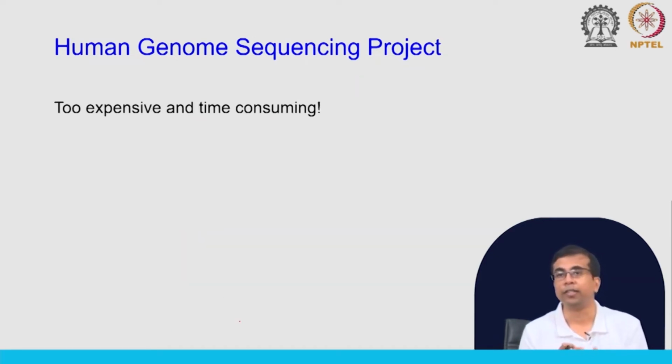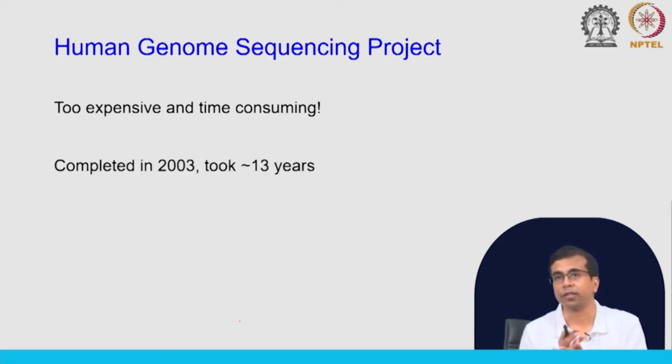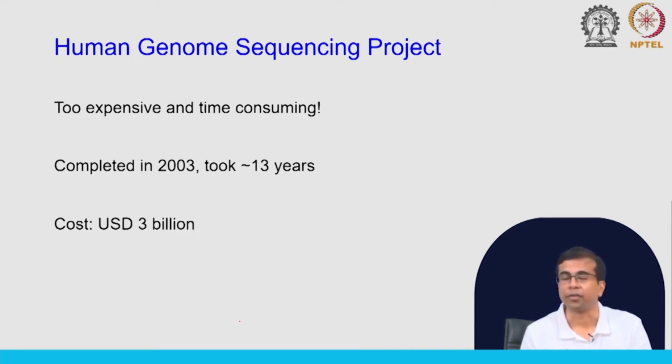and that is what actually happened. So, this was a very time consuming project and it was very expensive, okay, because with Sanger sequencing, you have to process one fragment at a time and you cannot parallelize this process. So, the human genome sequencing project was completed in 2003 and it took about 13 years to sequence just one genome, right. So, that is a very long time and the cost was huge. In US dollars, it was 3 billion at that time. So, you can imagine how much money actually went into sequencing just one genome.